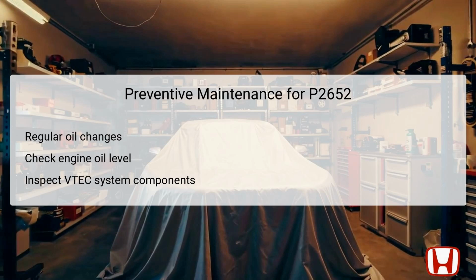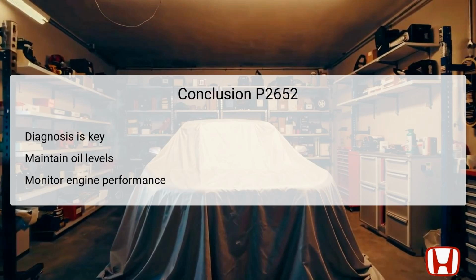By staying vigilant with these maintenance practices, the reliability and performance of the Honda Accord can be vastly improved, significantly reducing the risk of encountering DTC P2652. In summary, addressing DTC P2652 is crucial for maintaining optimal engine performance in the Honda Accord 2023 Plus. Identifying the issue through a thorough diagnosis enables technicians to pinpoint the defect, whether it's with the rocker arm oil pressure sensor or the oil control valve.